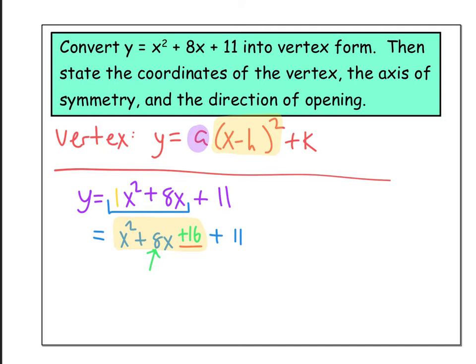What we need to do though, since we just added 16 to one side of the equation, is balance that out by subtracting the 16. Now we didn't really change anything. We just added 16 and then subtracted it right off, but we did it for a reason. And here is the reason.